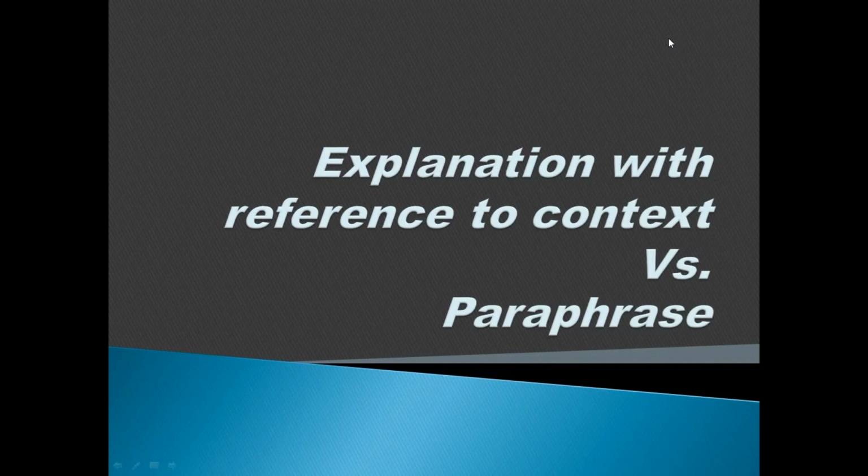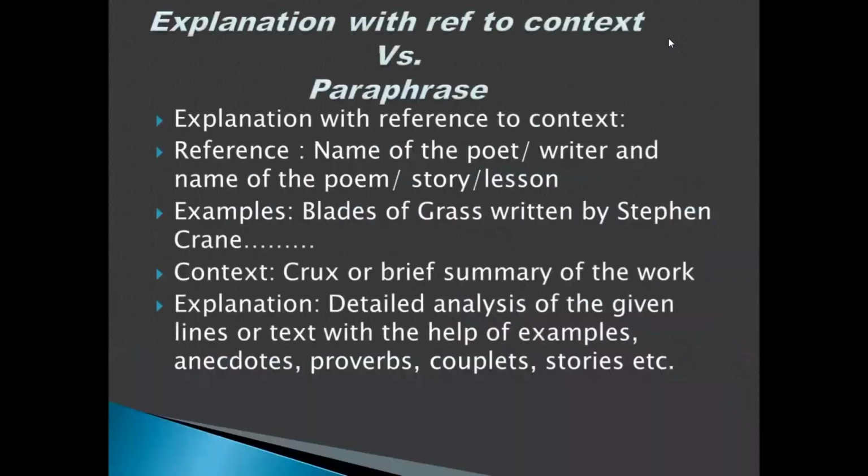As far as explanation with reference to the context is concerned, explanation has three parts. First part is the reference. In the reference part, you have to give the name of the poet or writer if the lines are taken from some lesson. And second thing is the name of the poem or story or lesson.